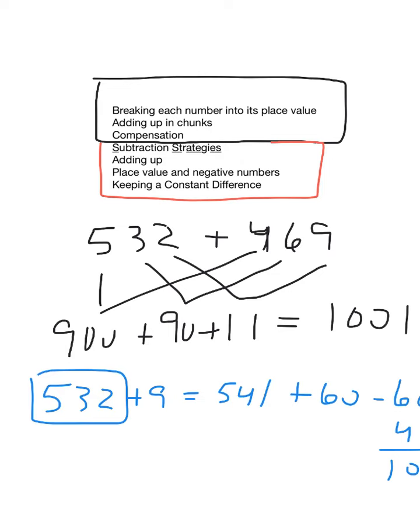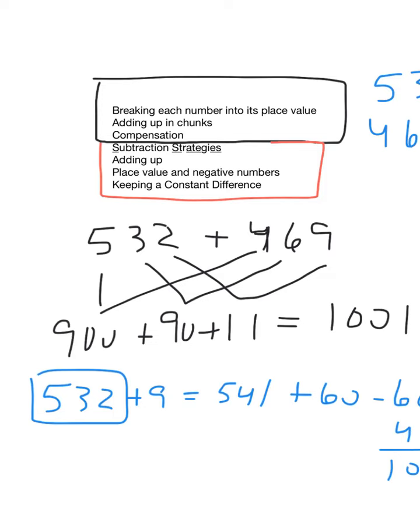Okay. Compensation. How compensation works is you're going to take from one number to add to another, or add to one number to take from another, whichever way. So if I use compensation here, what if I said, you know what, I think it's friendlier to make this 530. So I'm going to subtract 2 from 532 to make it 530. If I subtract 2, I'm going to add 2 to make this 471. So in compensation, I'm adding 530 to 471 to get my 1001.